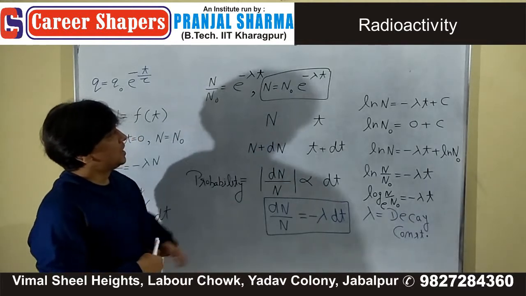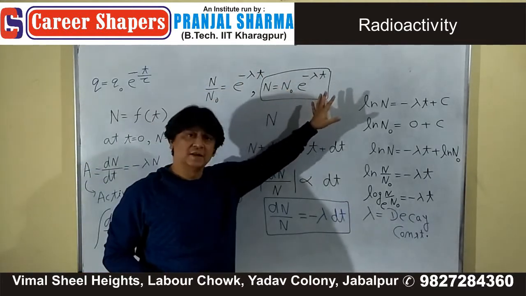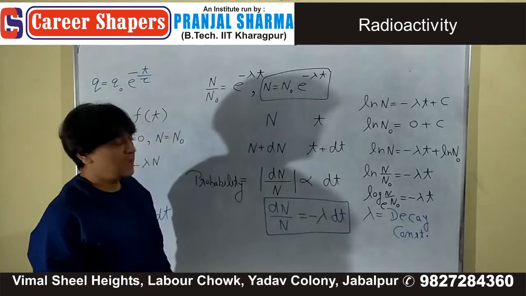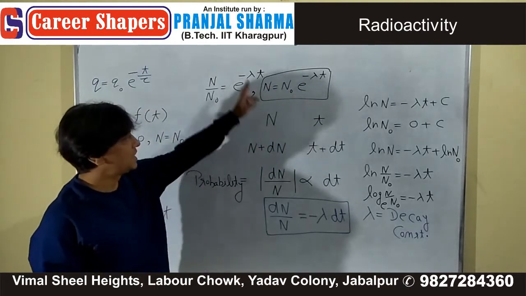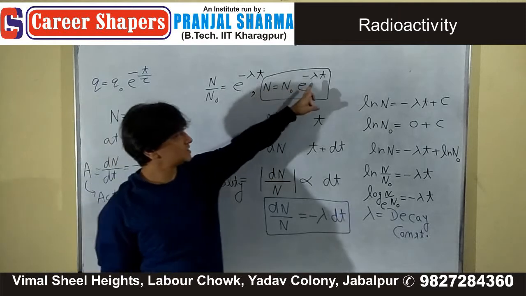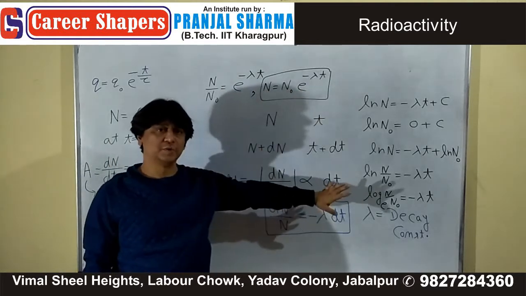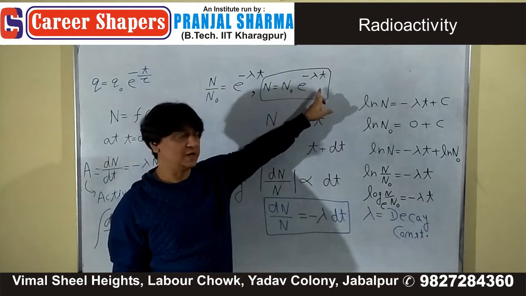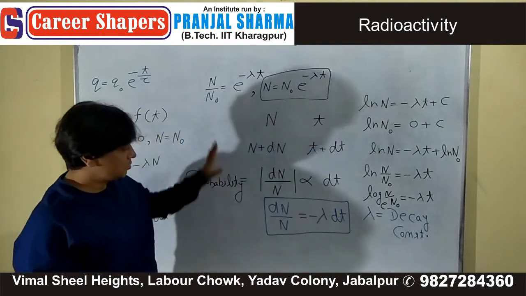Now, this is N as a function of time. Note down this much and then plot a graph of N versus time. Try to draw a graph of N with t. Note down this.